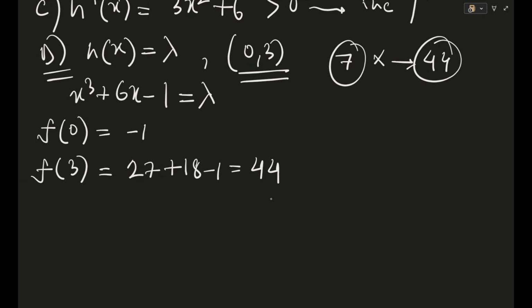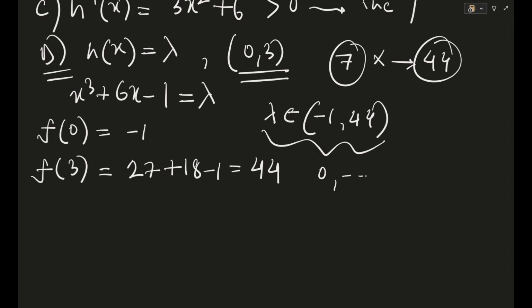Right. So if we want a solution for f of x equal to lambda, then lambda has to lie in between minus 1 to 44. Okay. So if we need to count the number of integral values, because it's an open interval, obviously minus 1 and 44 are not counted. So it's 0 to 43. So there's a total of 44 values. That's why the total number of values here will be 44.